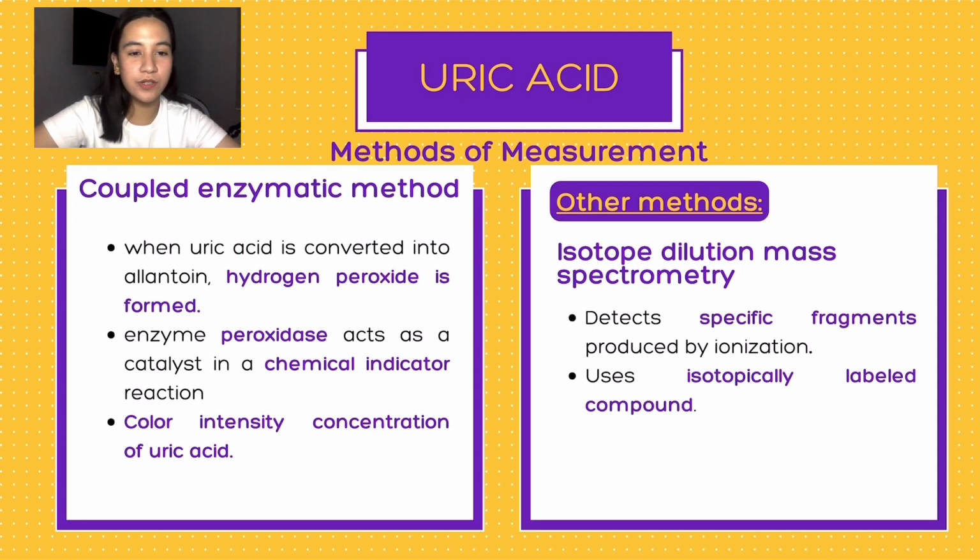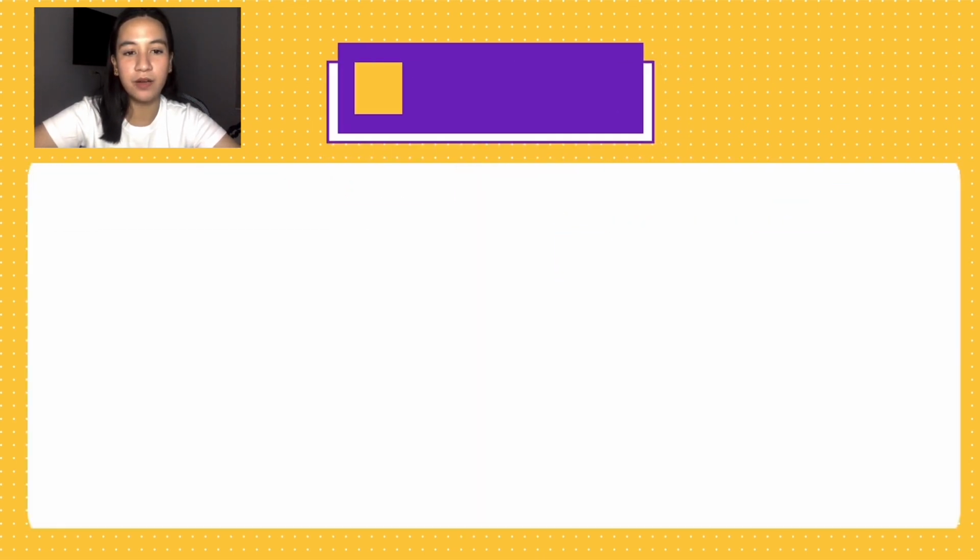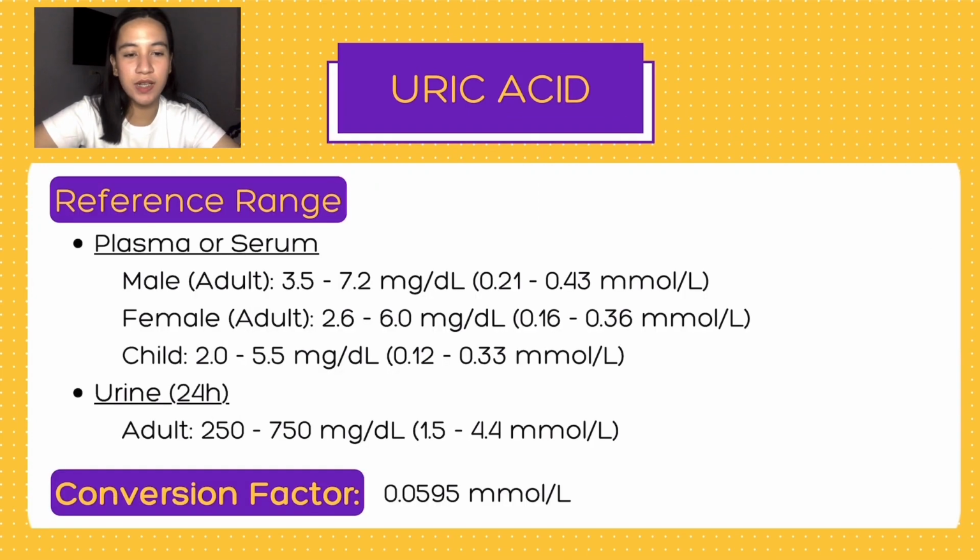And other techniques are also involved, which is isotope dilution mass spectrometry. It detects the specific fragments that are produced by ionization, and quantification is conducted with the aid of an isotopically labeled compound. So for this slide, we have the reference ranges, and they are different for plasma or serum and for urine.